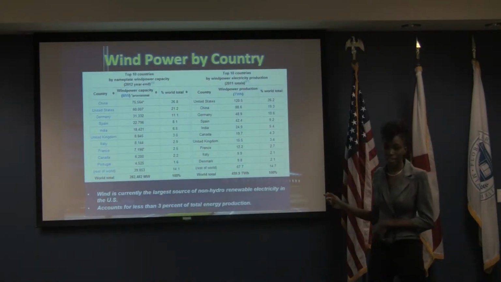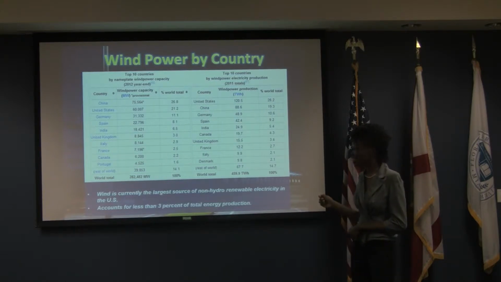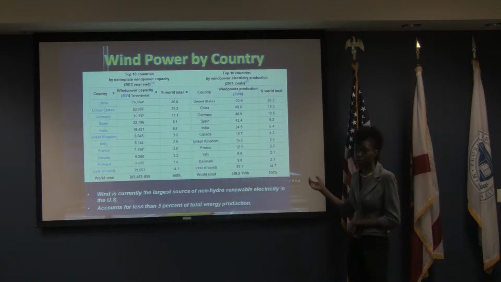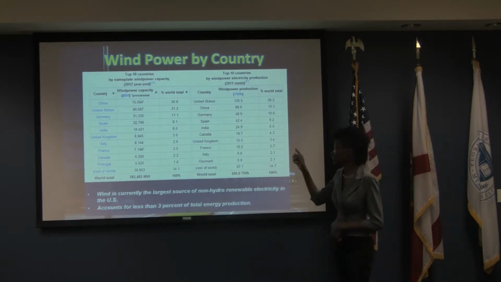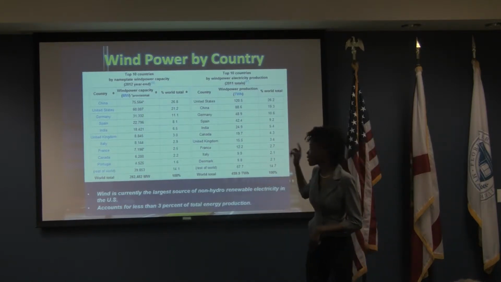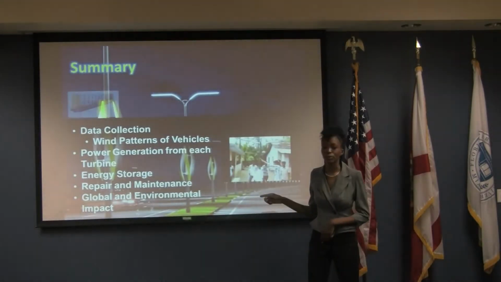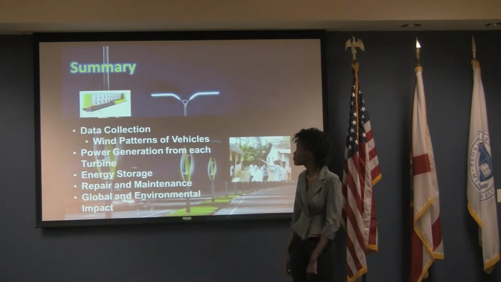This is data from the Global Wind Energy Council, which shows the amount of wind energy produced by country. China is leading the world. They also have the most vehicles. The United States is next, but wind is less than 3% of energy in the United States.